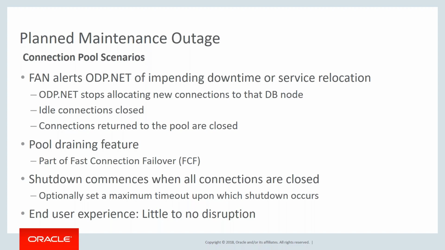But users can continue their work because the downtime hasn't happened yet, and there's no reason to take down the connection. But as soon as the connection is returned, you remove that connection from ever being allocated again so that no one else can continue using that node, so that eventually all the connections are drained from that node and it can be brought down safely without interrupting anyone's work. And this is our pool draining feature that's part of our fast connection failover. Fast connection failover works in both planned and unplanned outages, but here we're talking about planned outages. Pool draining is a key part of ensuring a high service level during planned maintenance operations.